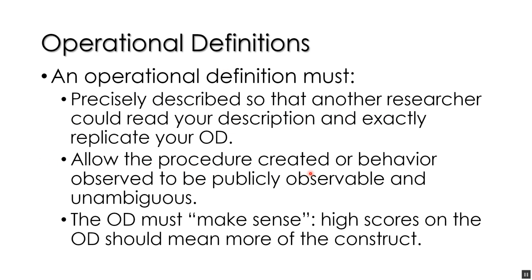I said the procedure to create or the behavior observed. And we can talk about operational definitions of an independent variable. An independent variable is going to be a manipulation. It's going to be some type of stimulus or change in the environment or change in the situation or verbal instructions. That's what independent variables usually are.